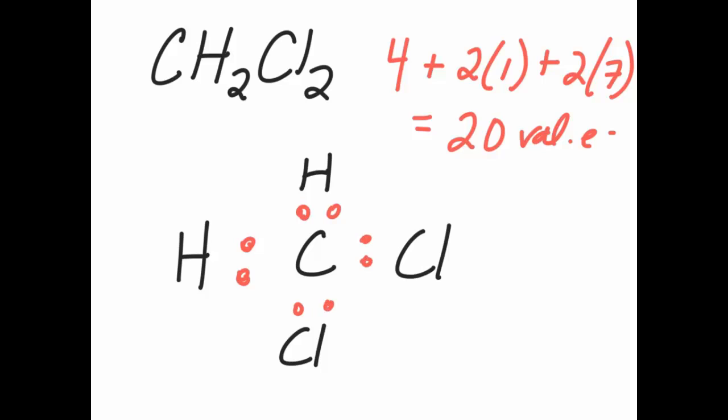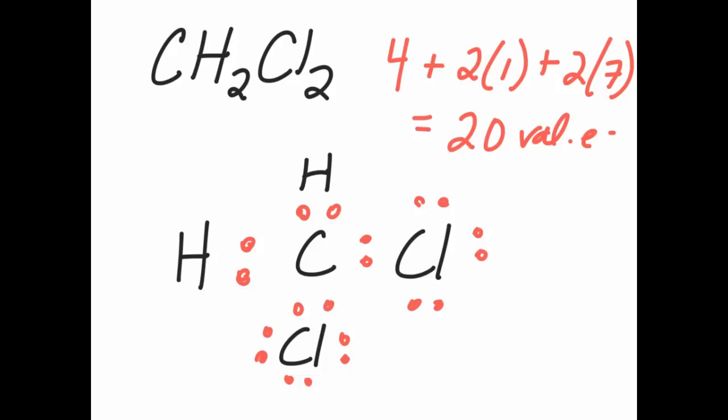And now we've used up a total of 8 out of the 20. But if you look at the chlorines, you can tell they're going to need some lone pairs on them because the chlorines will need 8 valence electrons by the time we're done. So we start distributing some lone pairs here. And now we step back and decide, did we use all 20 valence electrons? Let's count. 2, 4, 6, 8, 10, 12, 14, 16, 18, 20.